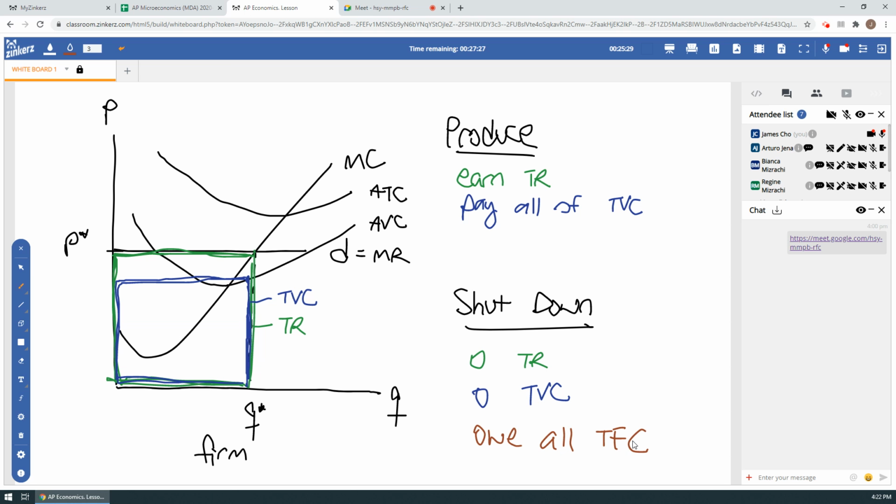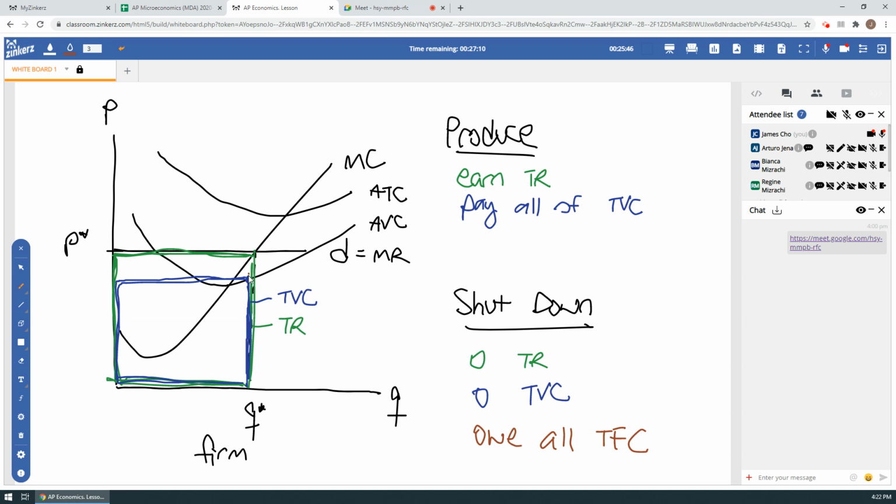Okay? We'll see why that's not the case in a second. So we took care of our variable costs if we produce. If we shut down, we don't have any variable cost. But if we shut down, we still owe all of our total fixed cost. Let's try to figure out our total fixed cost.